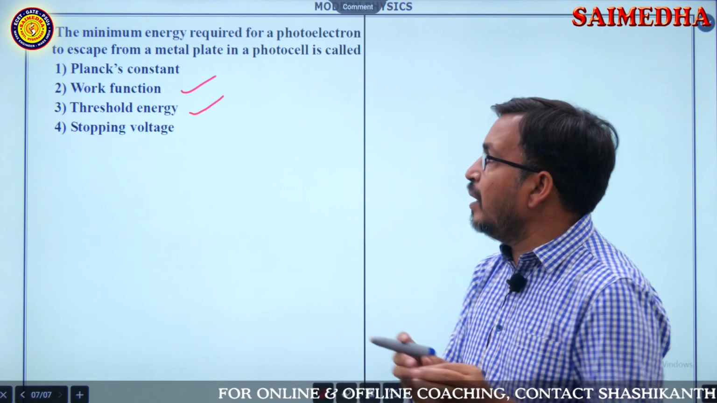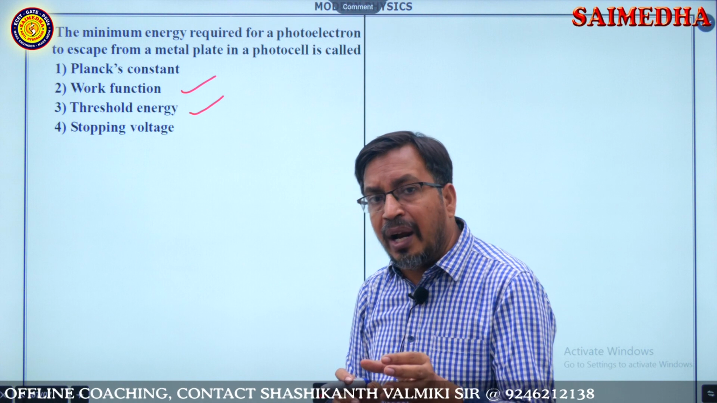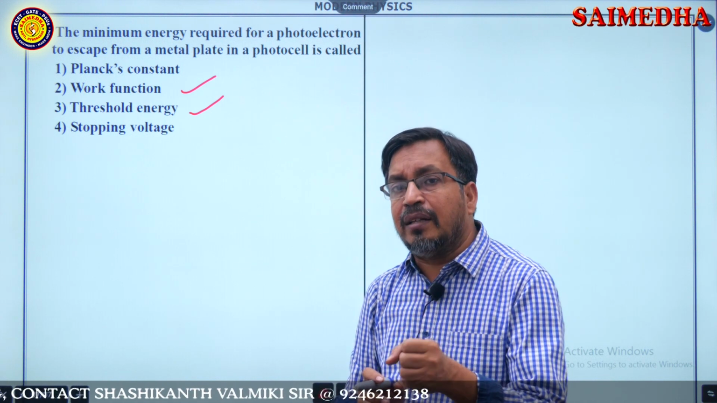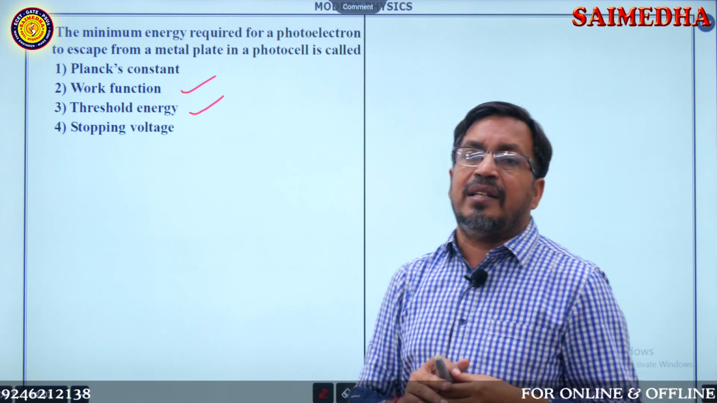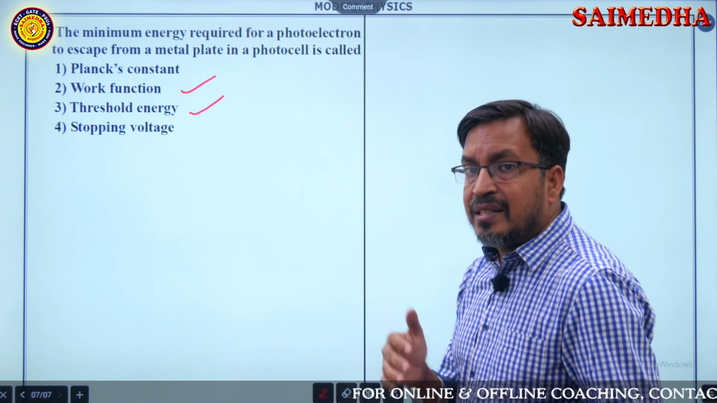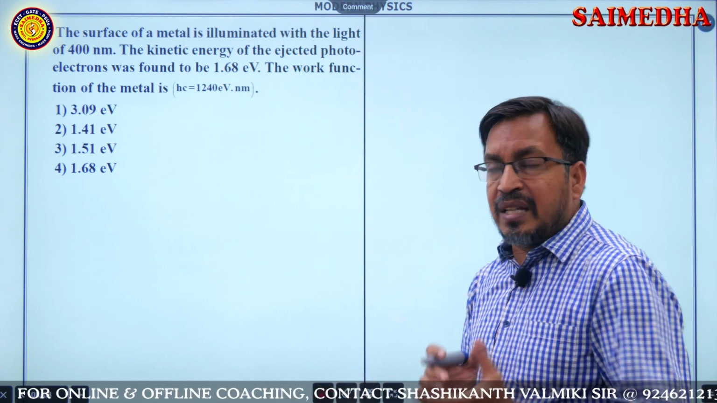What is work function? It is the minimum amount of energy required for electrons to be emitted from the metal when light is incident. Now we will discuss the sixth question. See students, question number 6.